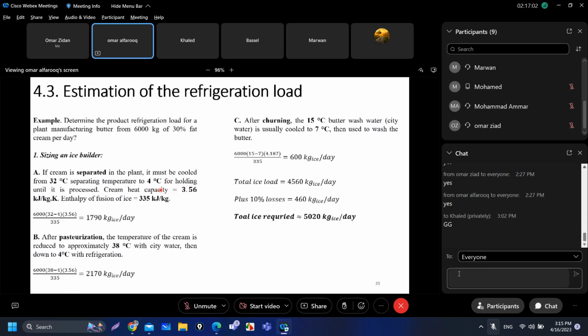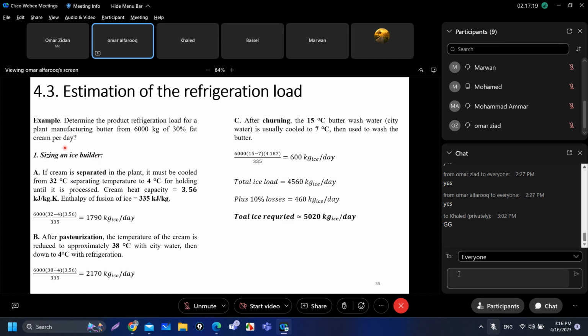We have two refrigeration loads. First, we need to size the ice builder. The ice builder is the one that will make the icy water for cooling purposes. And the next one is the storing facility refrigeration load.